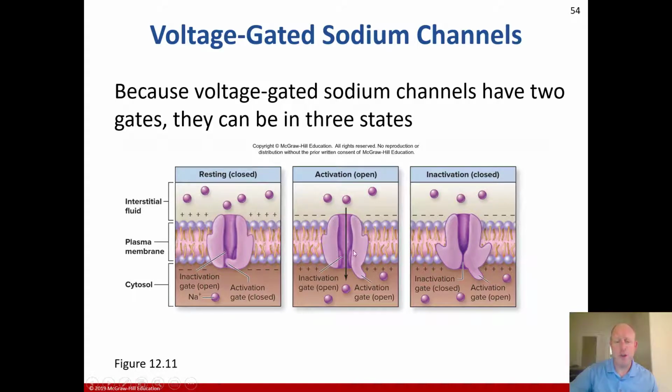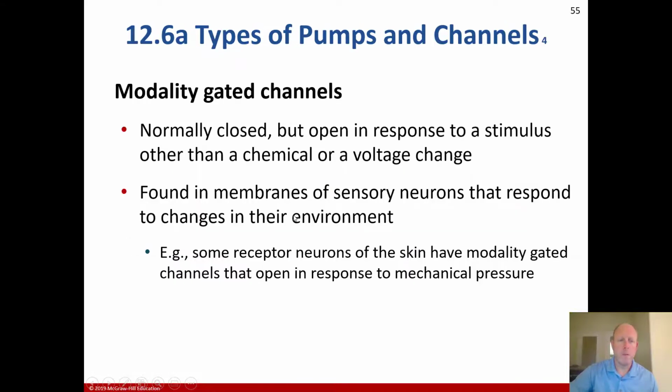And then with activation, you have them both open. And with inactivation, you have the inactivation gate closed and the activation gate open. Modality-gated channels are normally closed, but they open in response to a stimulus other than a chemical or voltage change. They're found in the membranes of sensory neurons that respond to changes in their environment. Some receptor neurons of the skin have modality-gated channels that open in response to mechanical pressure, as an example.